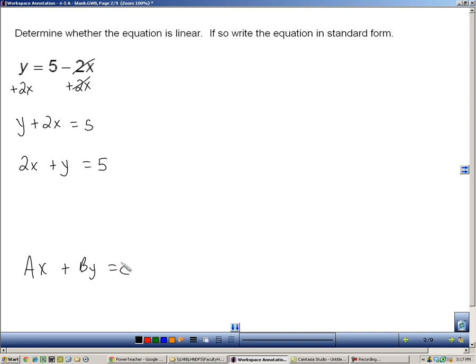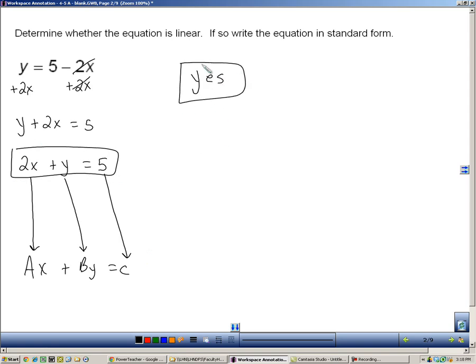Now, this is written in standard form. The 2 is my a, the y has a 1 in front of it, so the 1 is my capital B, and the 5 is my c. So this can be written in standard form. This is what it would look like, and then we can now say that this is, yes, a linear equation.